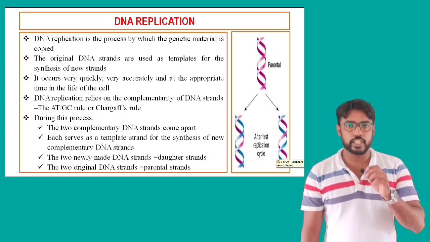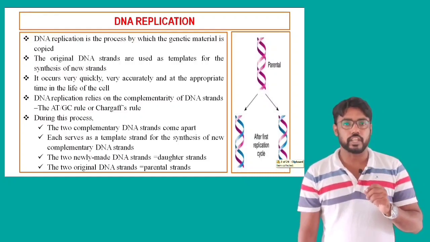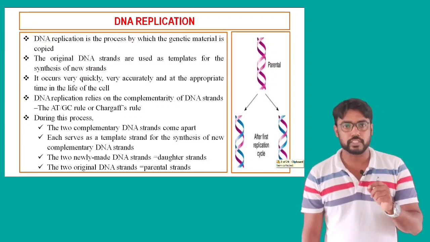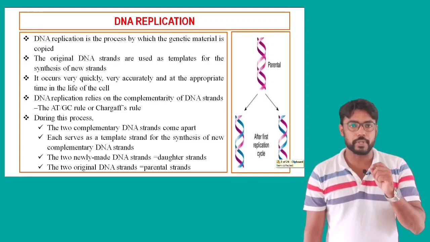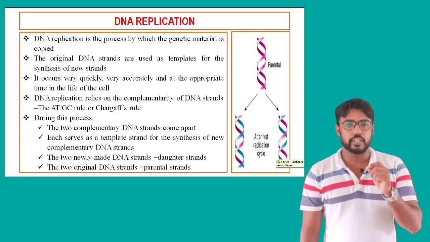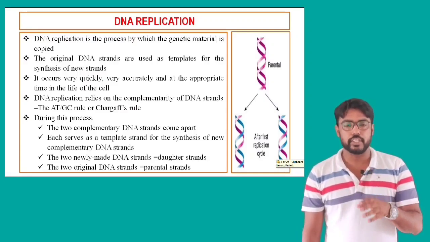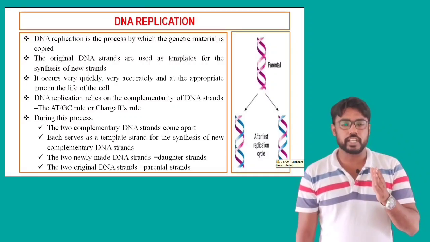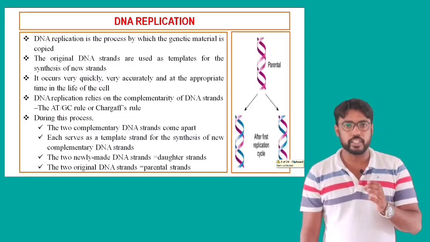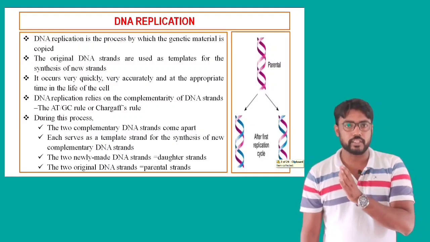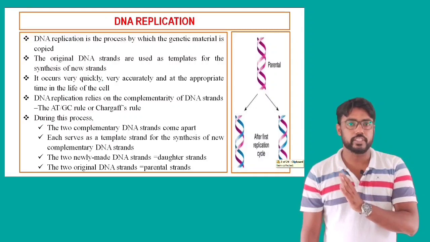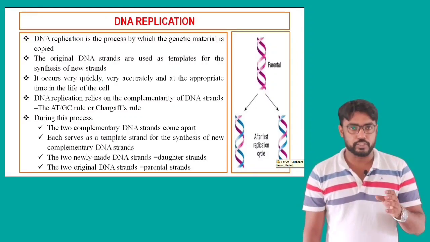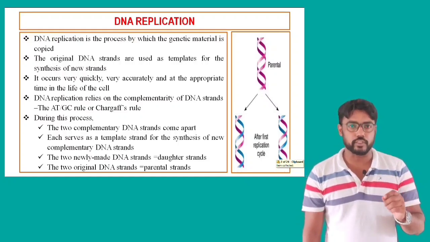This DNA replication process relies on the complementarity of DNA strands. That means if a DNA template strand has a particular nucleotide, then the complementary strand at the same position will have its partner nucleotide, for example T. That means it follows the AT and GC rule, which is Chargaff's equivalence rule.